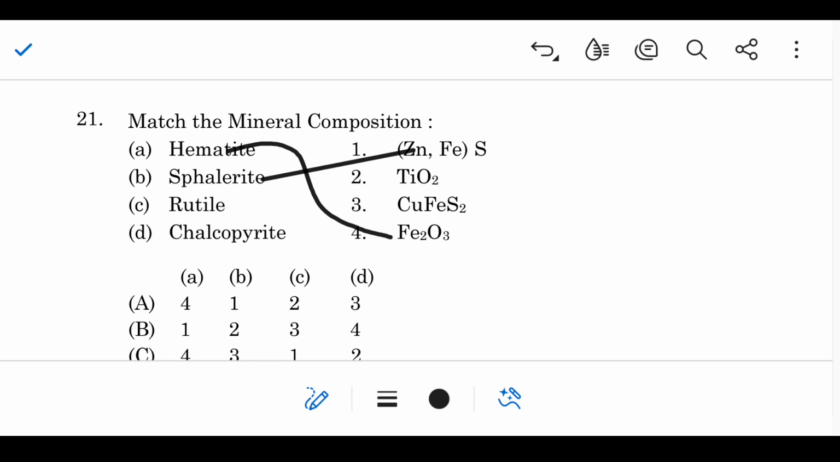In CSR it may be, yeah. Okay, next rutile is TiO2. Chalcopyrite is copper. Chalcopyrite is an ore of copper.